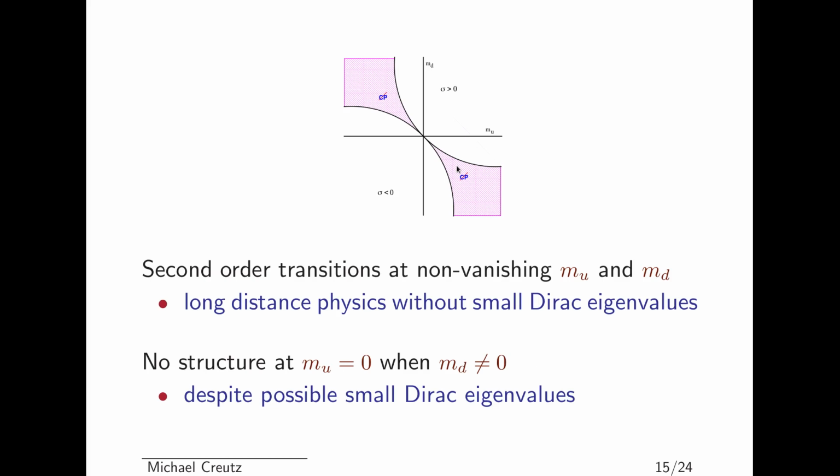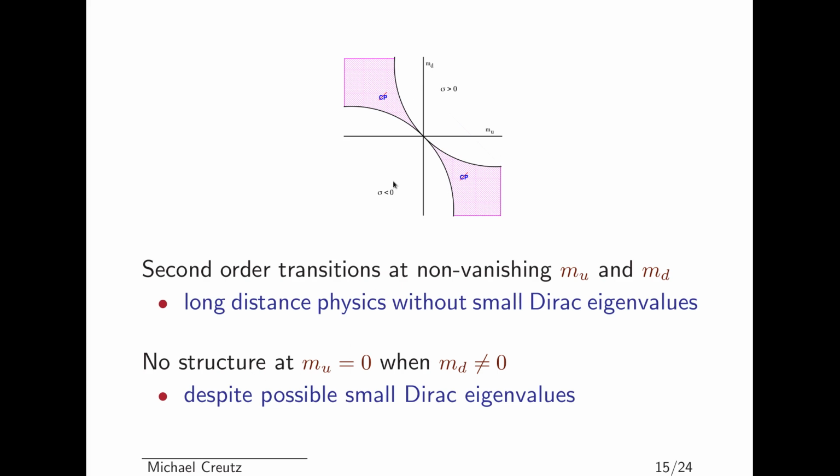It also has some other interesting consequences. At the edge of this funny phase, you have a second-order phase transition. Second-order phase transitions involve long-distance scales. There's a divergent correlation length here. This divergent correlation is occurring when neither the up quark nor the down quark is massless. One is negative and one is positive, but they're not zero. This means you can have long-distance physics without any small Dirac eigenvalues in your Dirac operator. This is occurring where there are no small eigenvalues.